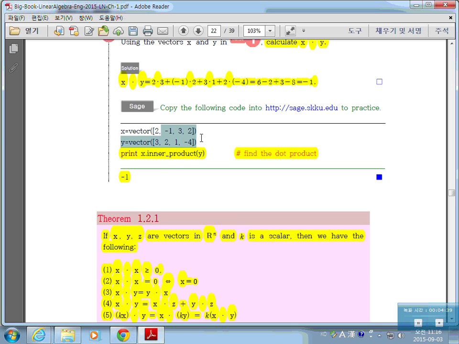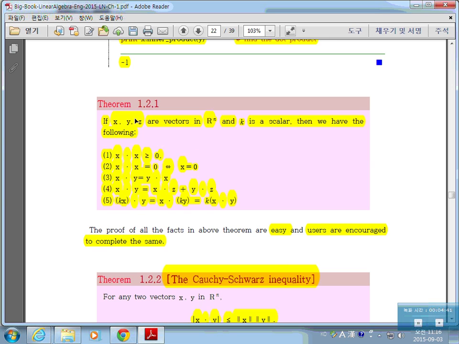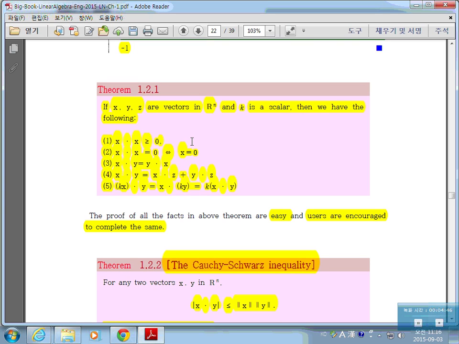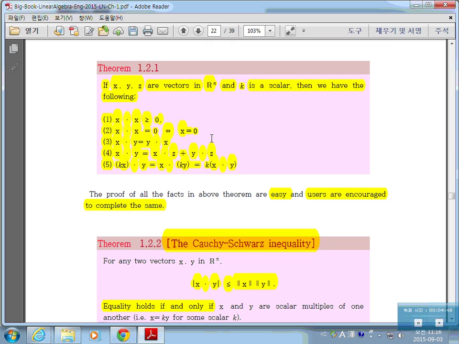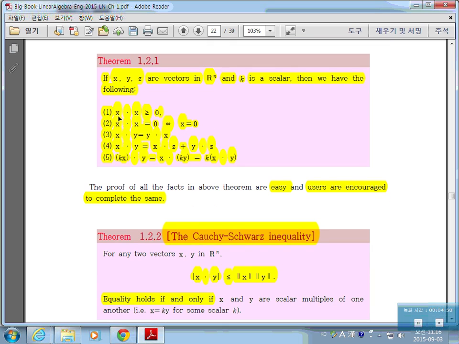Theorem 1.2.1 shows the properties of the Euclidean inner product, such as this. The Euclidean inner product of x and x is always non-negative. If the Euclidean inner product of x and x is 0, then x should be a zero vector. And it is commutative: x dot y.